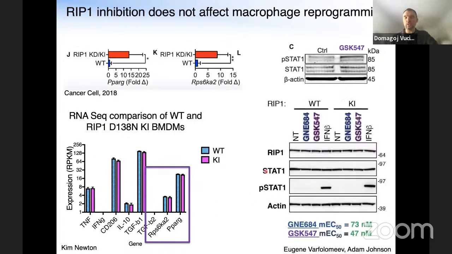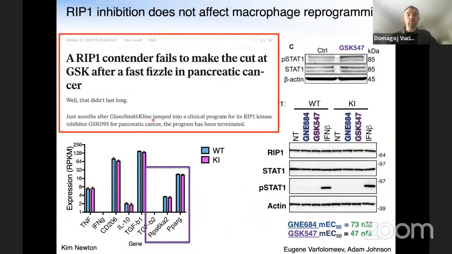And then we also see that our Genentech compound or GSK, we made the GSK compound. You can see here, very similar potency in mouse cells. However, there is no effect on STAT1. Only when you throw in interferon beta, then you get phospho-STAT1 as you should, but nothing by RIP1 inhibitors. And so we published our result, and soon around that time, the RIP1 inhibitor from GSK was pulled out. They never actually treated patients.